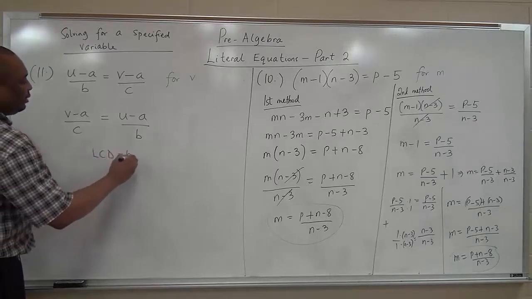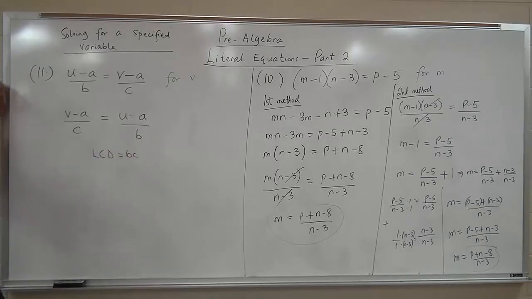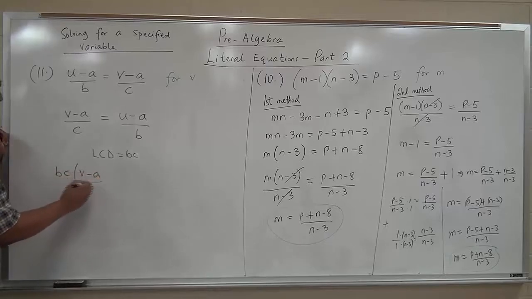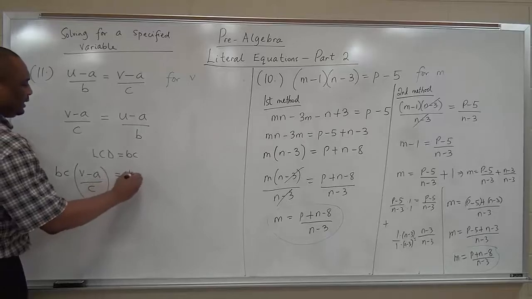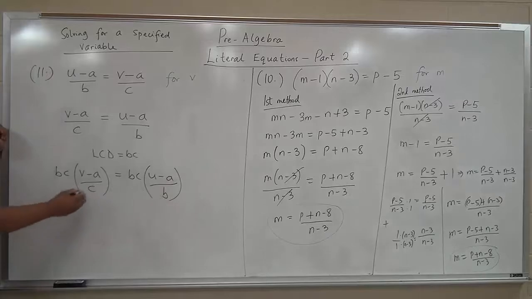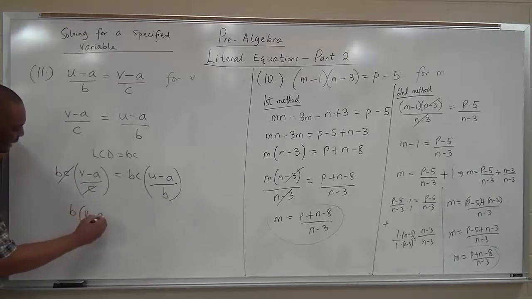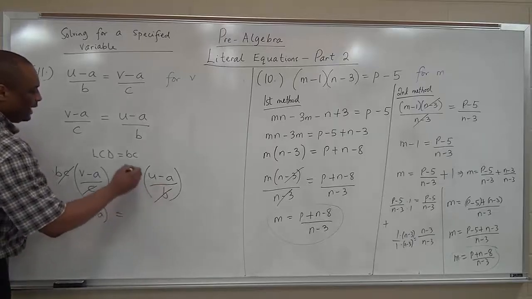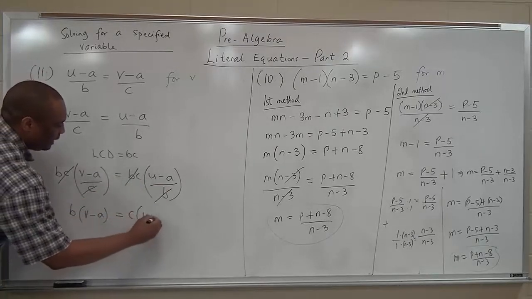LCD is BC. We want to say BC, not CB. Now, CB is still correct, but we want to do that in order, since B comes before C. So multiply both sides by BC. So BC times V minus A over C equal to BC times U minus A over B. C divides C, right? So you have B times V minus A equal to B divides B, C times U minus A.